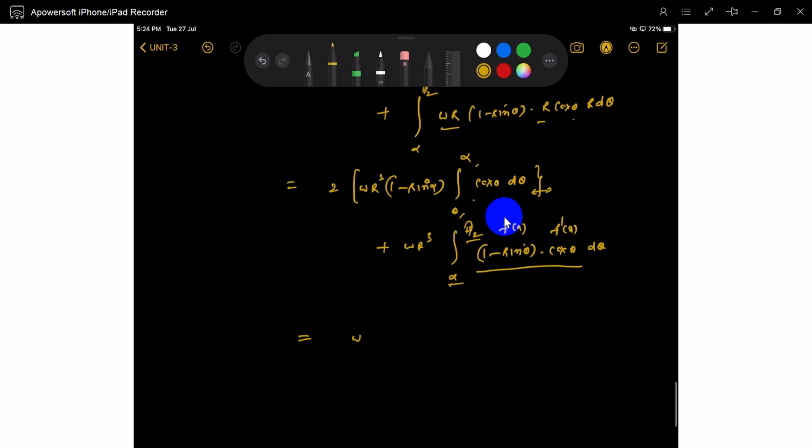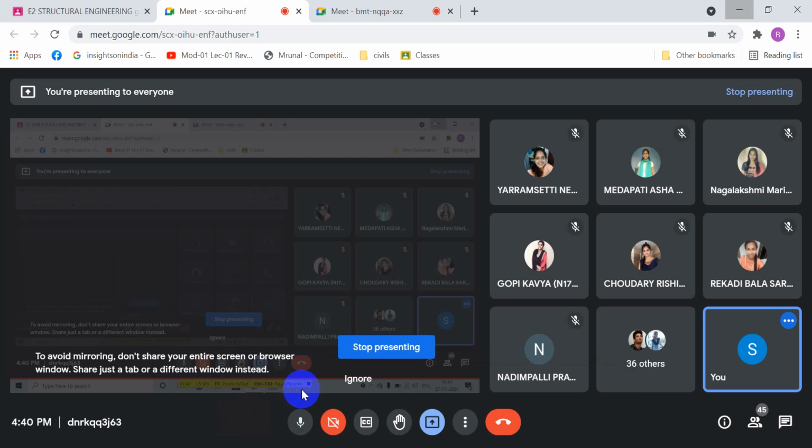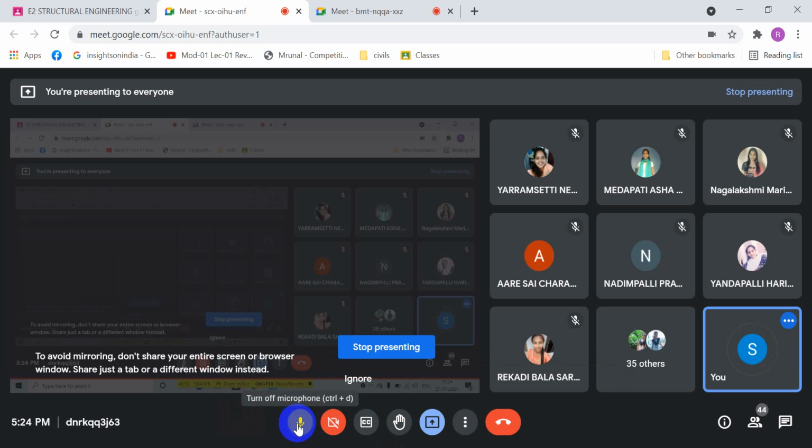Can you solve it? You will get the value of w r cube cos square alpha.